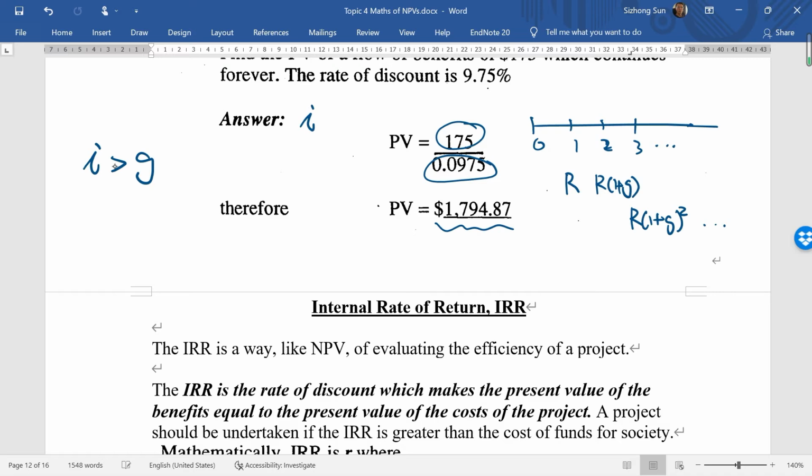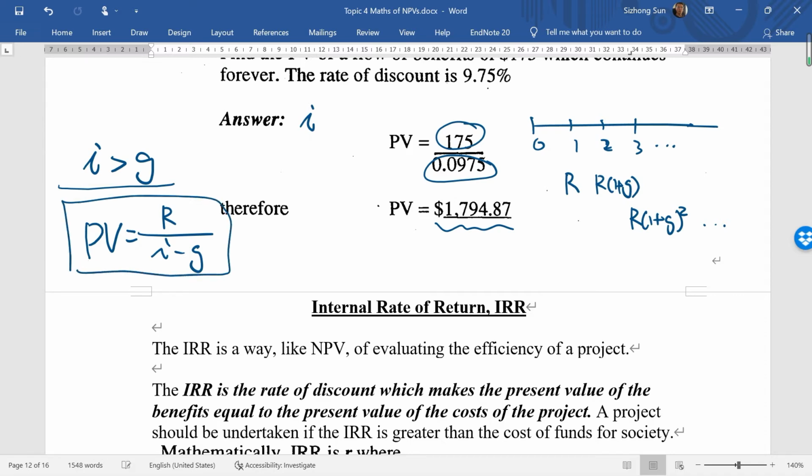If the discount rate is higher than the growth rate, then the present value is equal to R, the first payment, divided by I minus G. I won't derive this formula, but the intuition is straightforward. For a constant perpetuity, the present value is R divided by I. Since this perpetuity is growing at G, the factor we divide by is now I minus G.